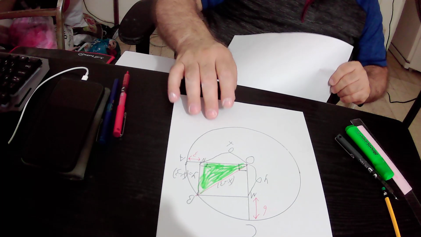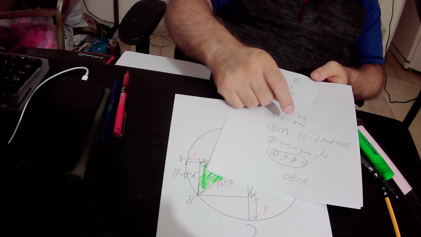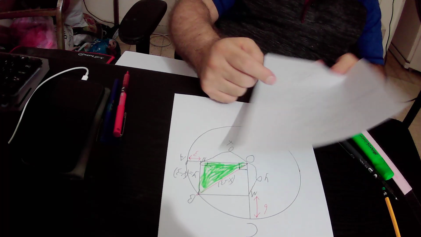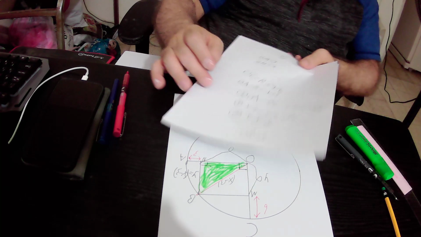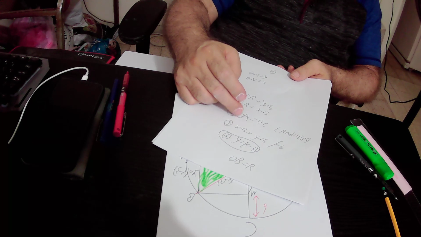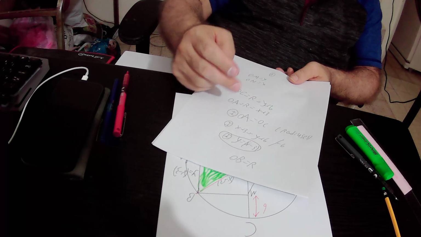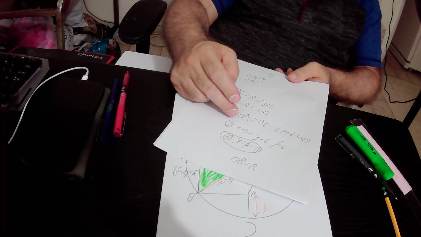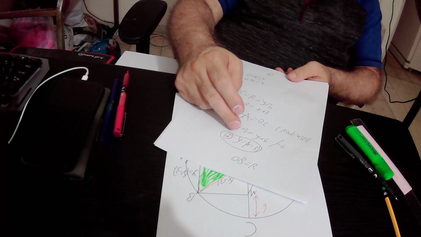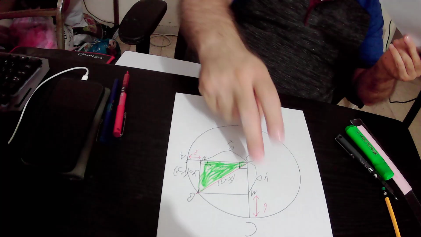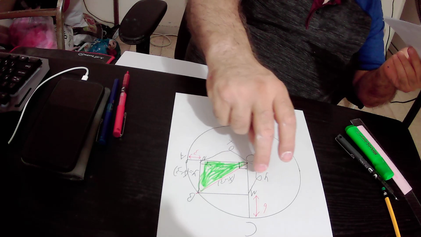But we know that OC equals Y plus 6. Okay, so we can substitute OC by Y plus 6. And OA equals X plus 3, so we can substitute OA by X plus 3. So we got in the first equation that X plus 3 equals Y plus 6, and we got that Y equals X minus 3.